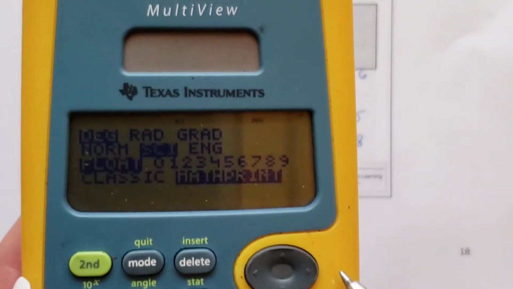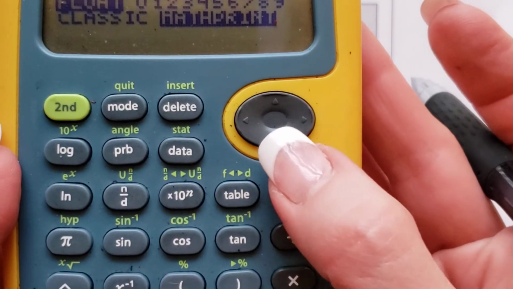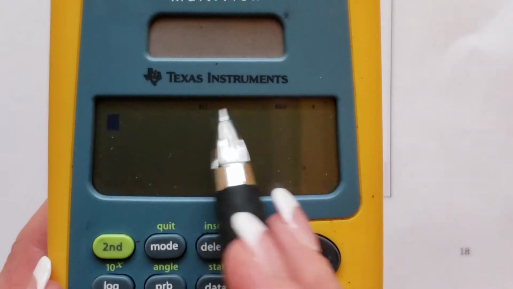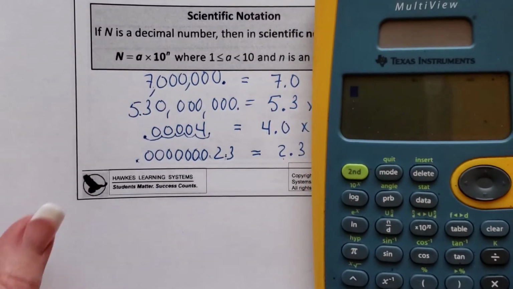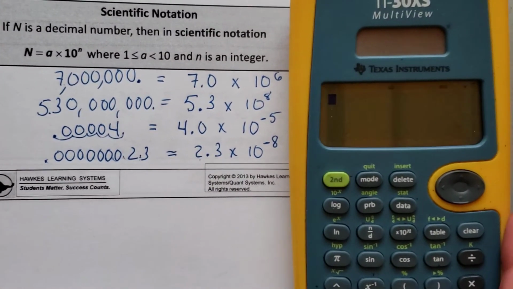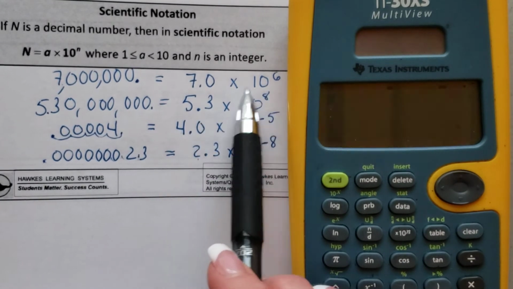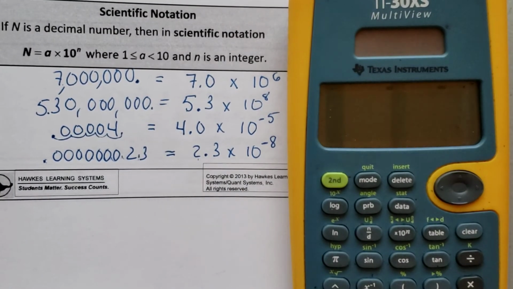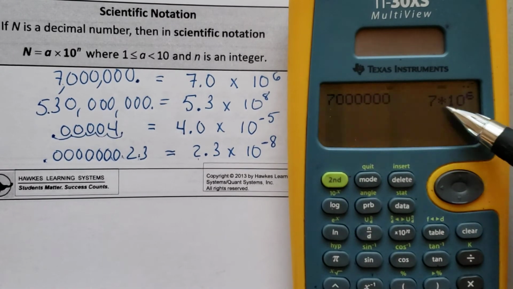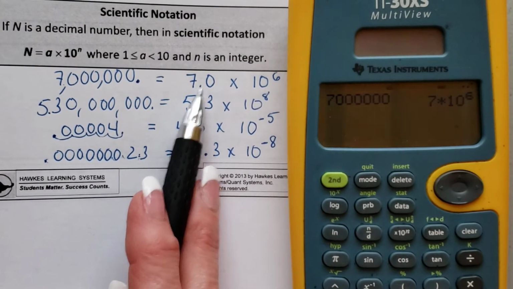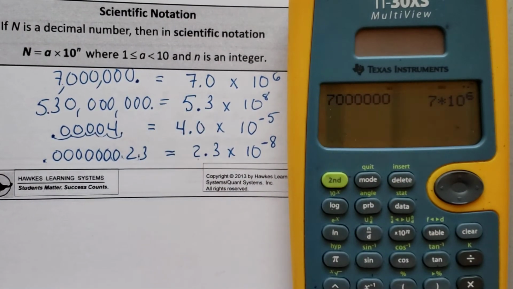When I see that little tiny SCI, I want to get off this screen. The only way to get off the screen is by hitting clear. However, my SCI is still there, which means my calculator is now in scientific notation mode. So I'm going to key in 7 million, and I'm going to hit enter, and my calculator will tell me that this is 7 million in scientific notation. So I'm going to hit 7, I'm going to type in 6 zeros, hit enter, and look, it tells me the answer is 7 times 10 to the 6th, which is what we wrote right here. We wrote 7.0; 7 and 7.0 are equivalent.